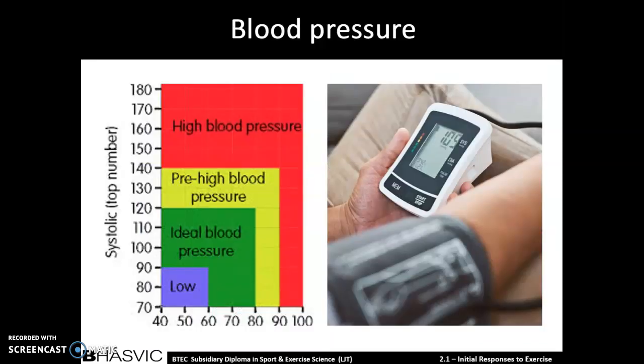Moving on to blood pressure. Average blood pressure is 120 systolic and 80 diastolic. Blood pressure is the pressure of blood on the walls of the vessels. Cardiac output is a factor that changes blood pressure. If you have high blood pressure, this can be due to unhealthy habits such as eating, smoking, or drinking too much.